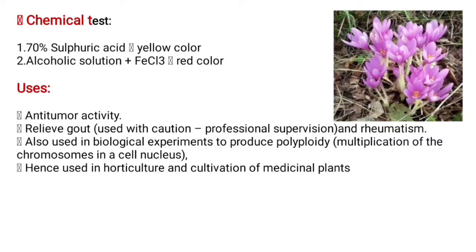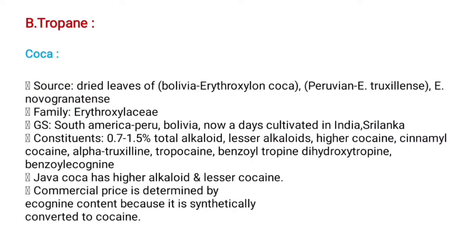Chemical test: 70% sulfuric acid gives yellow color, and alcoholic solution plus FeCl3 gives red color. Uses: it has anti-tumor activity, relieves gout (use with caution and professional supervision) and rheumatism. Also used in biological experiments to produce polyploidy. Hence, it is used in horticulture and cultivation of medicinal plants.